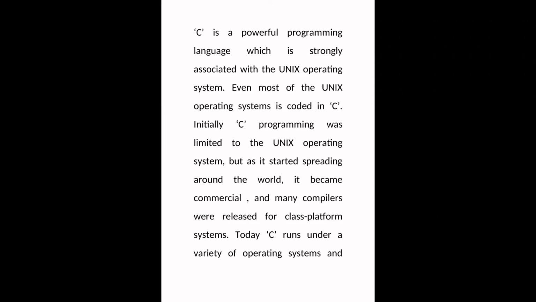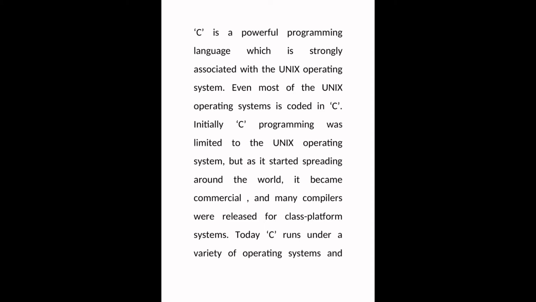What is C programming language? C is a powerful programming language which is strongly associated with the Unix operating system. C was developed to make the Unix operating system. Even most of the Unix operating system is coded in C. There are many types and versions of Unix operating systems that are coded in the C language.